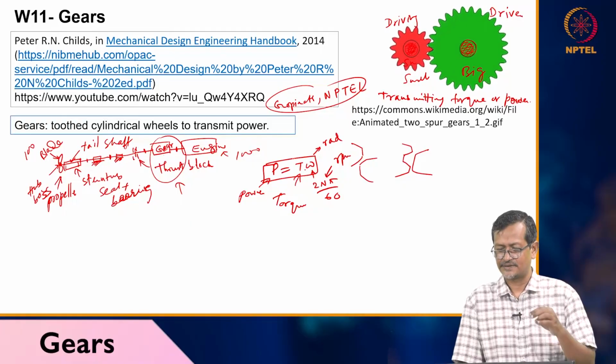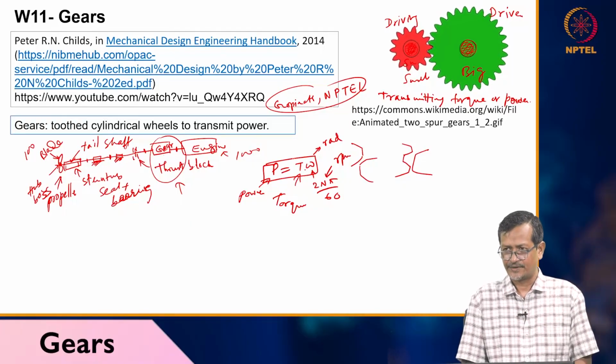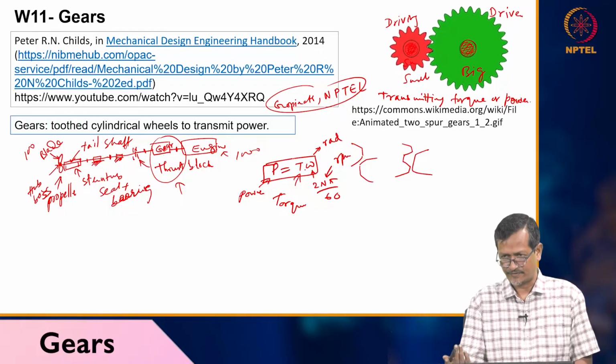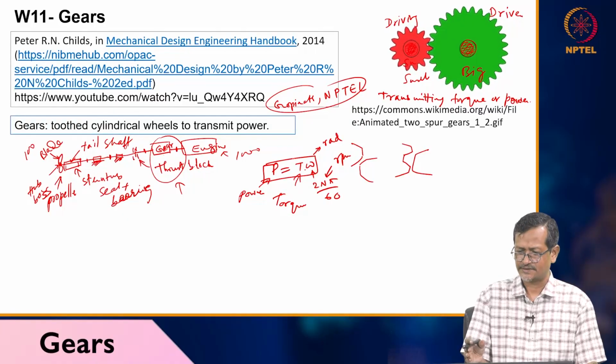Normally these gears will have efficiency of 98%, 99%. Okay, so very highly efficient gears are also available. And in normal calculation, we normally ignore these losses in the gear.